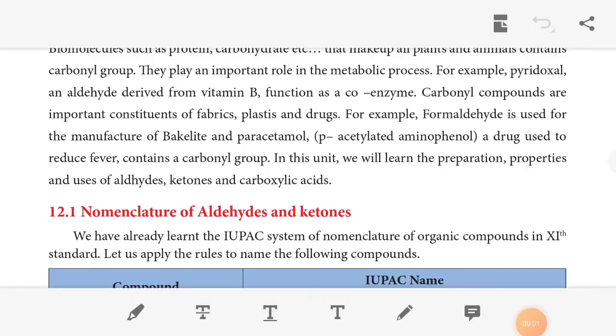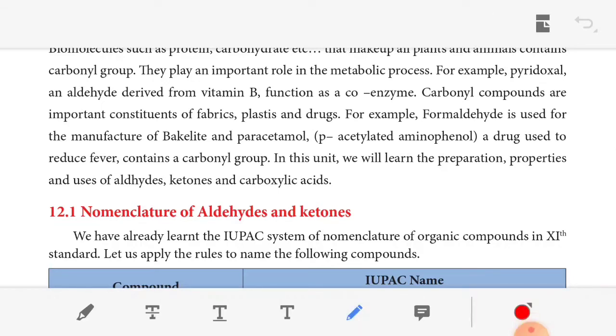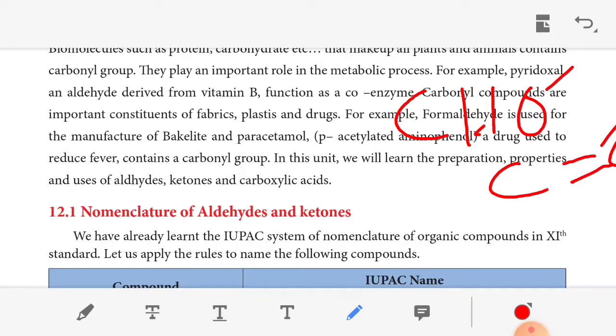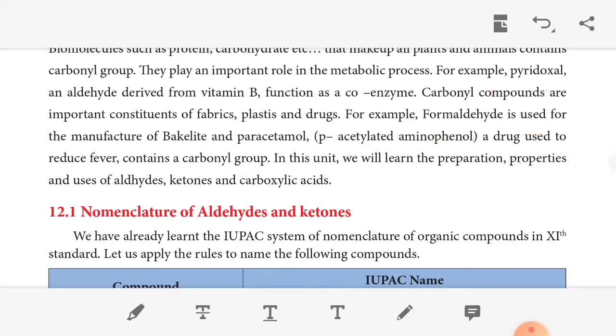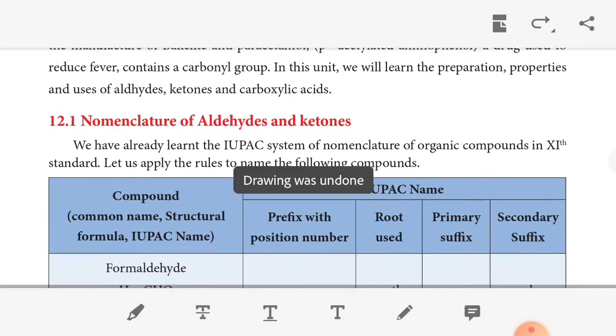Carbonyl compounds. Carbonyl compound means compounds containing the functional groups of aldehyde and ketone. The functional group of aldehyde is CHO. The functional group of ketone is C double bond O. So aldehyde and ketone, containing this, are called carbonyl compounds. Now, nomenclature of aldehyde and ketone.